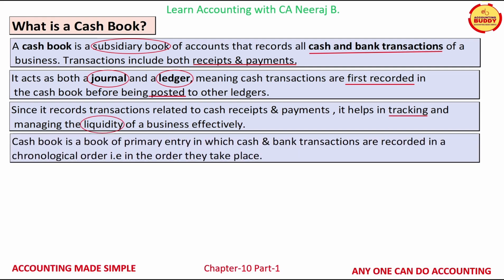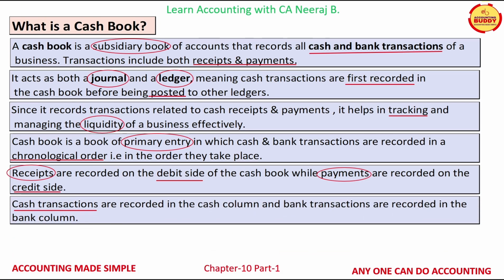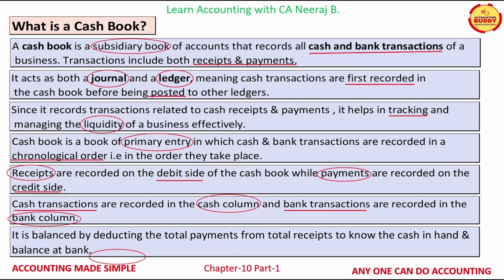Cash book is a book of primary entry in which cash and bank transactions are recorded in a chronological order, that is, in the order they take place. Receipts are recorded on the debit side of the cash book, while payments are recorded on the credit side. Cash transactions are recorded in the cash column and bank transactions are recorded in the bank column. It is balanced by adjusting the total payments from the total receipts to know the cash in hand and the balance at bank.